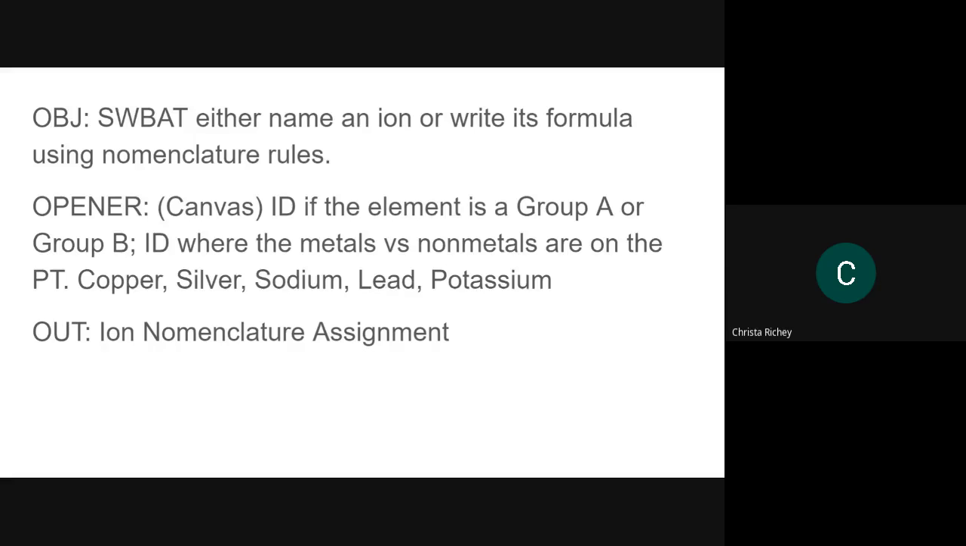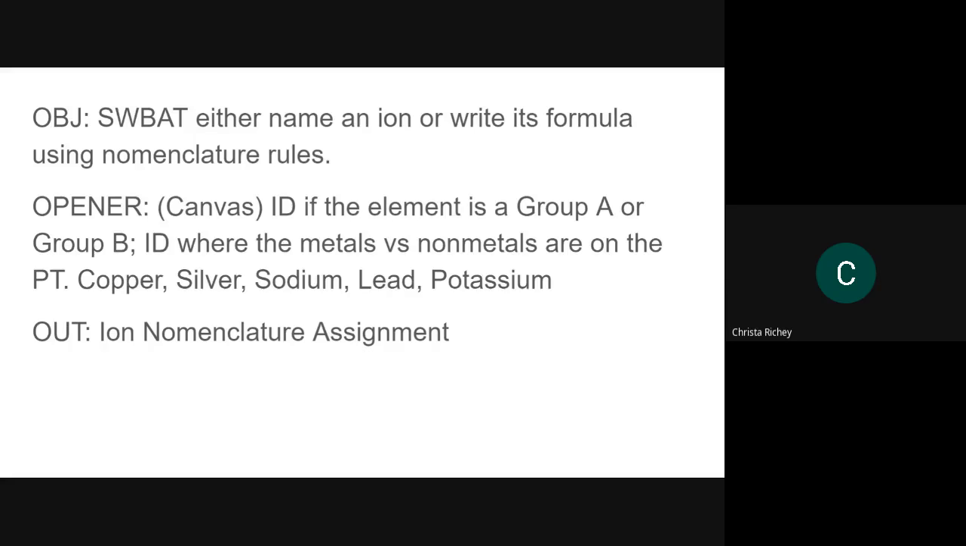We're going to start with naming ions. And we've been talking about these elements and these valence electrons, and they either have positive charges or they have negative charges. So for this opener, which is in Canvas, we're going to figure out with the ones that are listed, if it's a group A element or group B. Then we're going to figure out where the metals versus the non-metals are on the periodic table, which is what PT is short for.